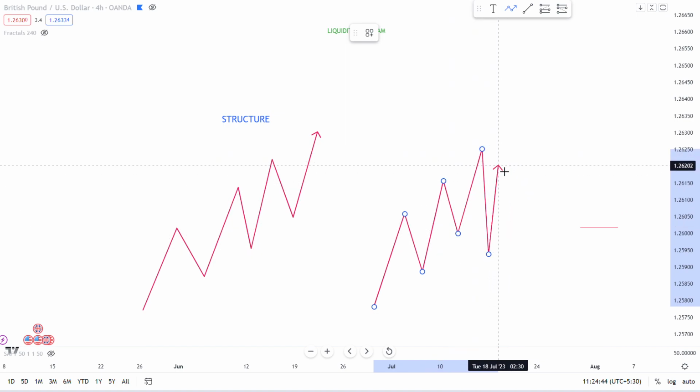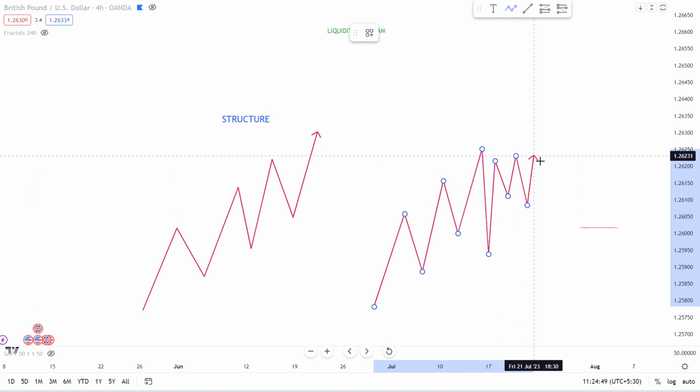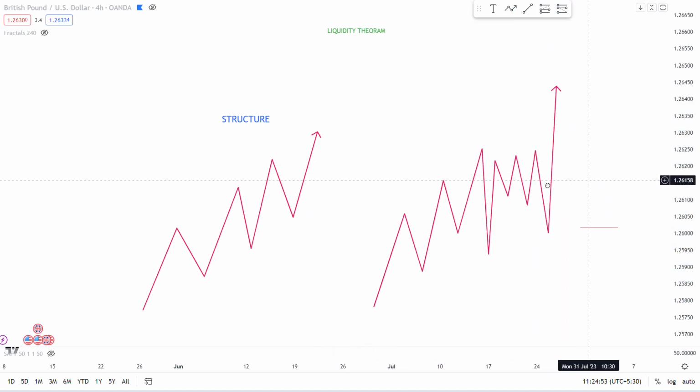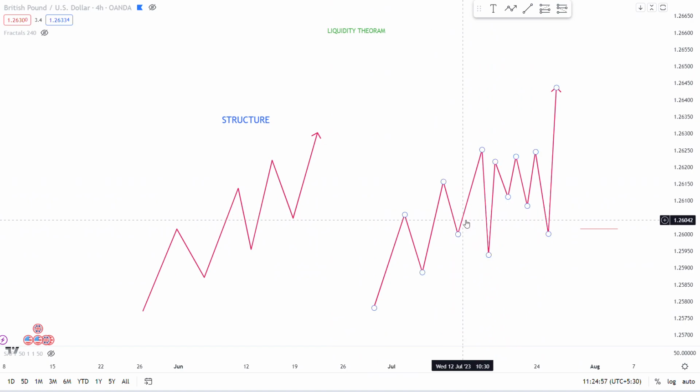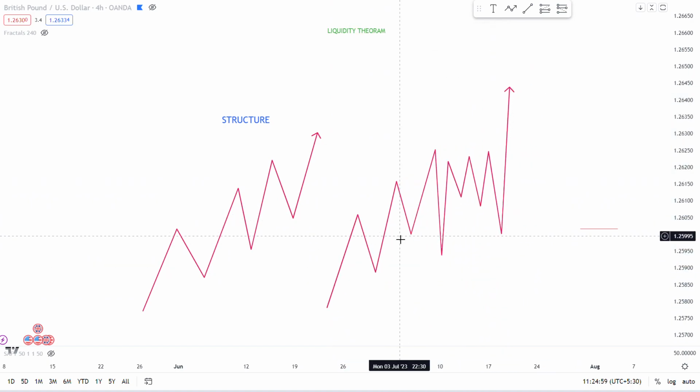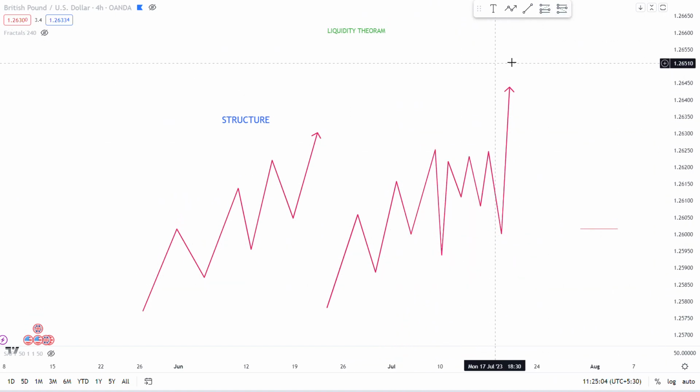Sometimes the engineering of the liquidity takes place. Sometimes it will range, and it will range and then give a break of the structure. This is how the real structure looks in the market, right? This is what the real structure in the market looks like. I will explain what happened in this scenario to you guys.